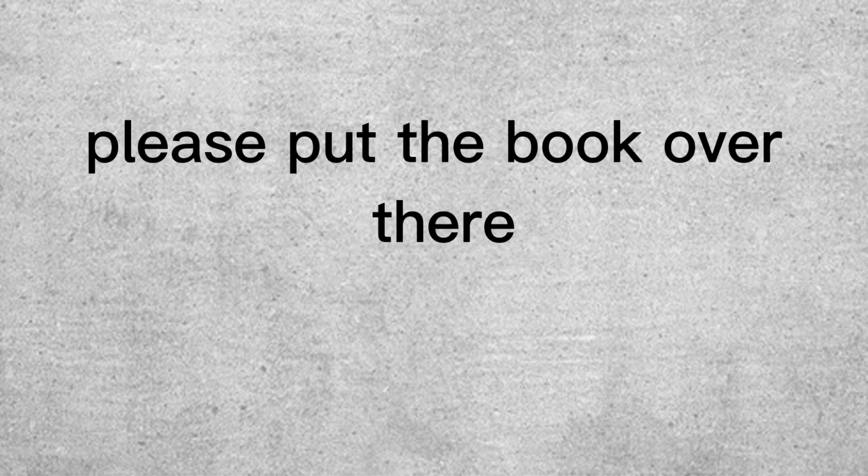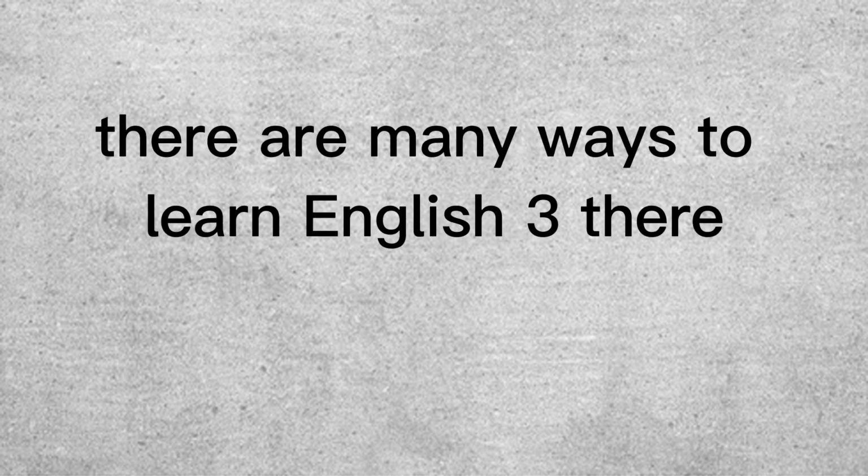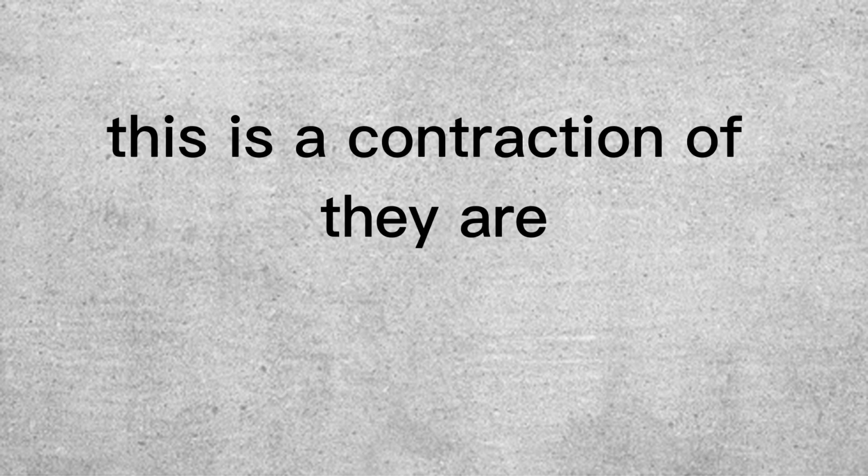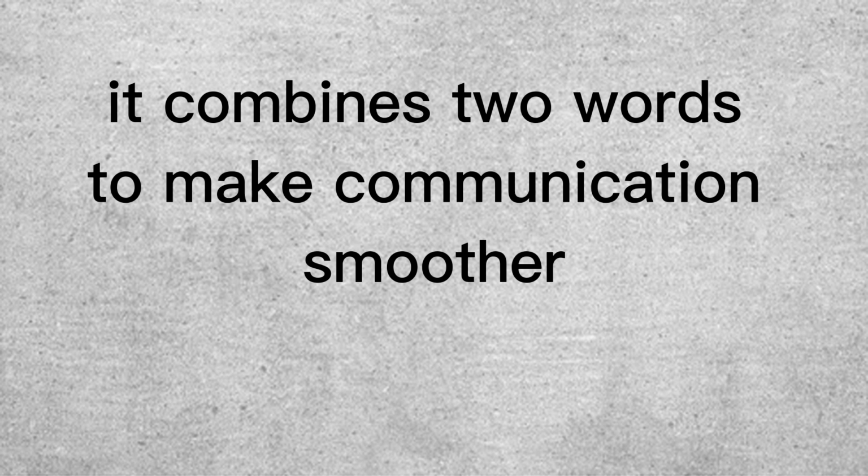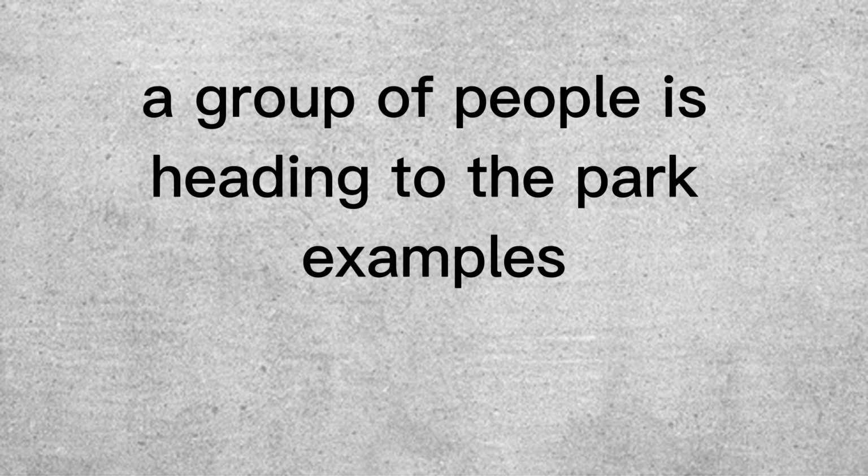Examples. There is a meeting at noon. Please put the book over there. There are many ways to learn English. 3. They're. This is a contraction of they are. It combines two words to make communication smoother. For example, in the sentence, "They're going to the park," you're indicating that a group of people is heading to the park.